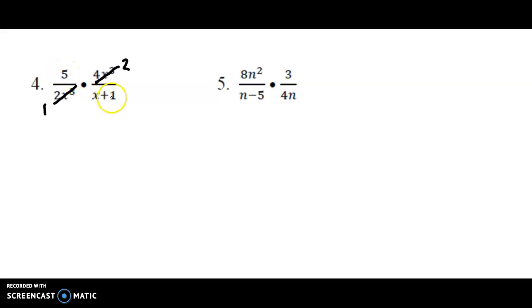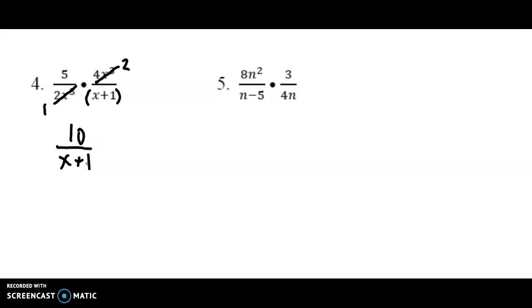Monomials and binomials cannot be simplified. They have to either be both monomials or both polynomials. So I can't do anything here with this one, so I'm just going to multiply. 5 times 2 is 10. 1 times x plus 1: whenever you're multiplying a number or a monomial times a binomial, you do have to distribute. That makes that x plus 1.